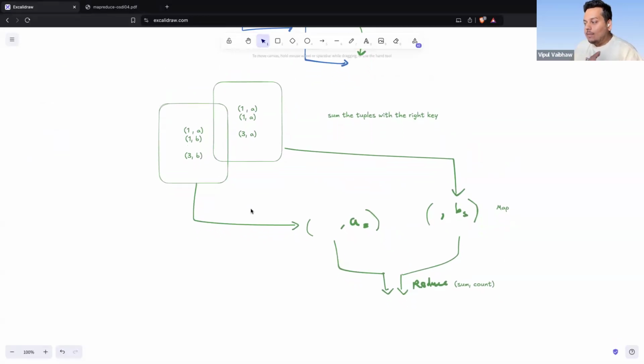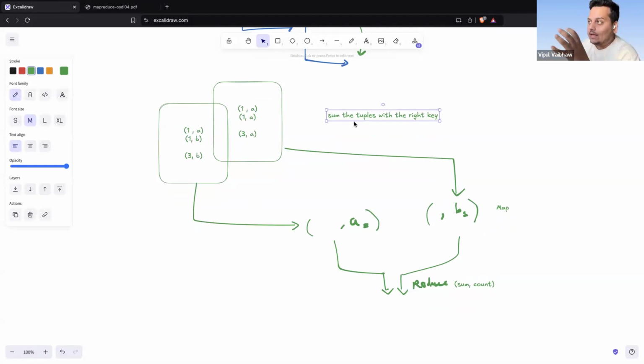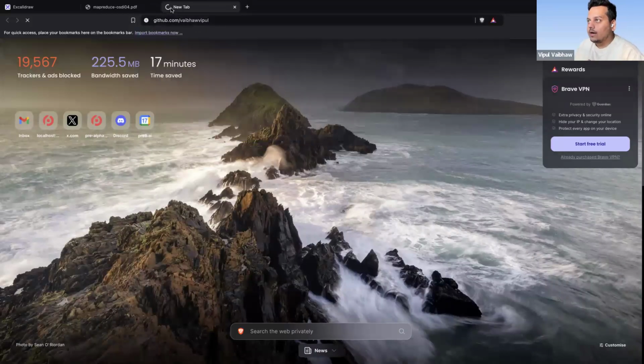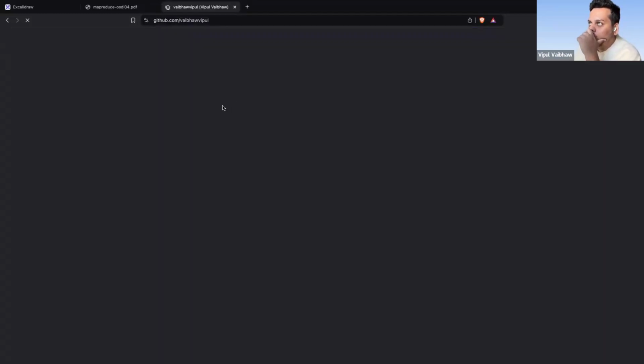So this is a good programming model to solve a complicated problem, like summing the tuples with the right key in a massively distributed system which cannot fit on one computer. There are a lot of algorithms which use MapReduce. For example, distributed sort is usually implemented on top of MapReduce. Let me see if I have an implementation for distributed sort ready. I think I should have.